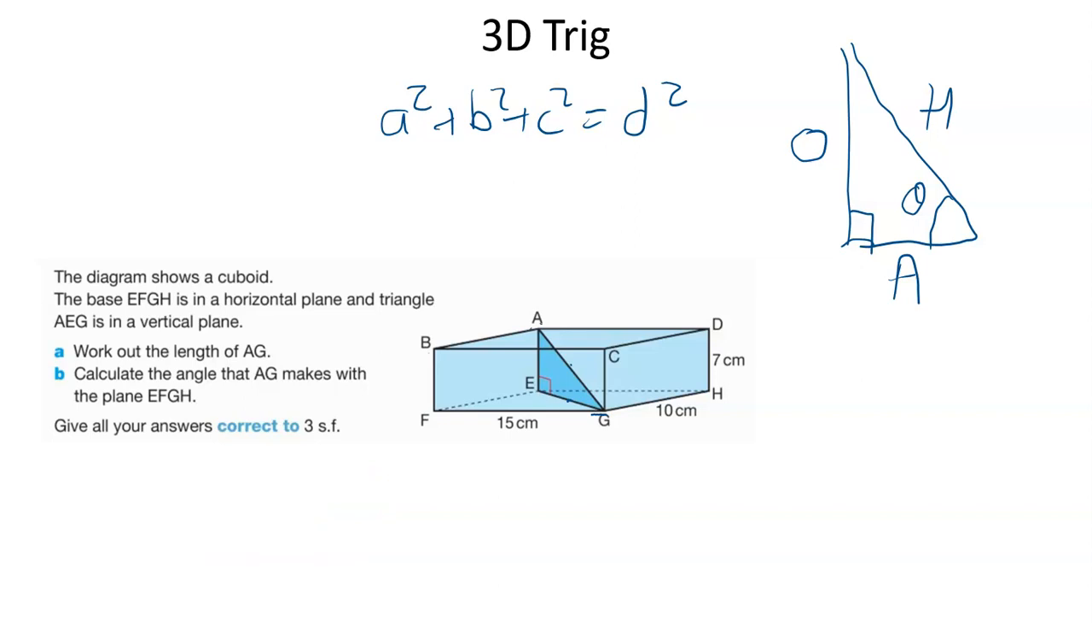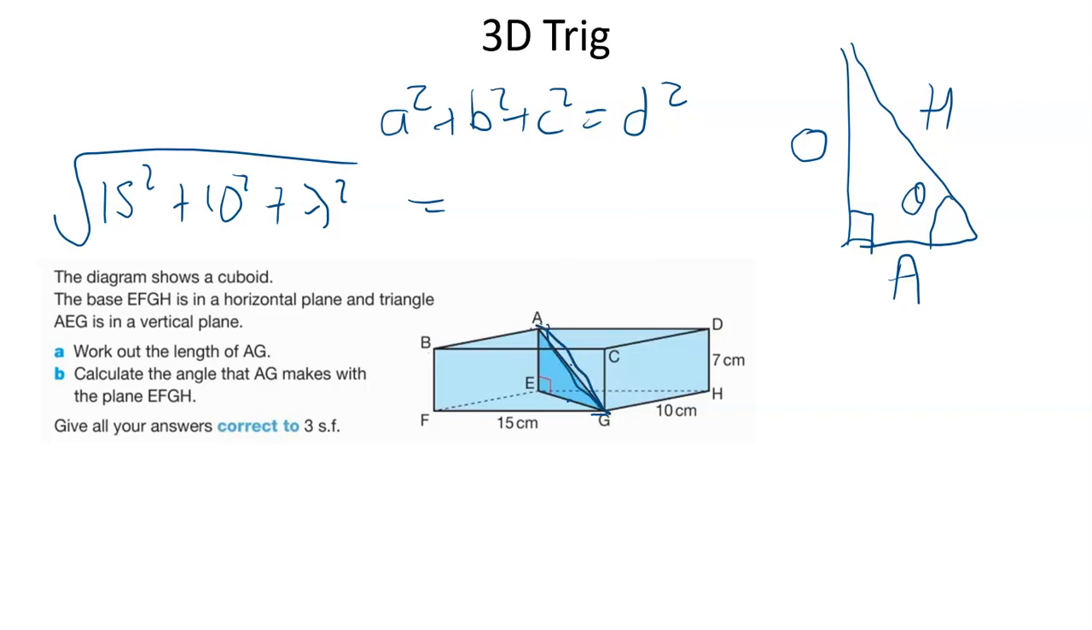So working out a length, because it's all 3, I'm just going to do what we had before, 15 squared plus 10 squared plus 7 squared, and square root it, pop that into my calculator, and the answer will be that length, AG, in centimetres. I'll let you do that though.